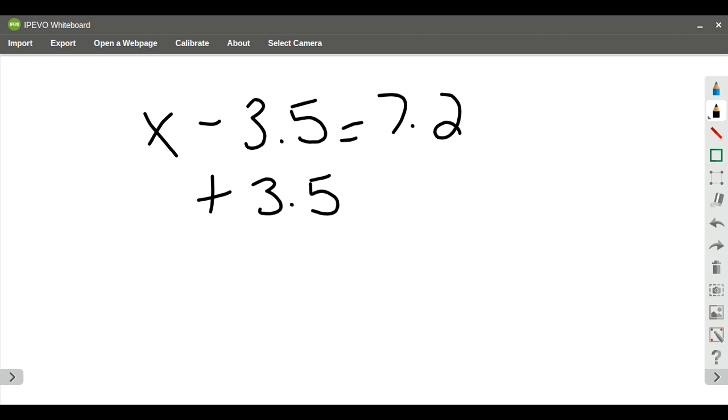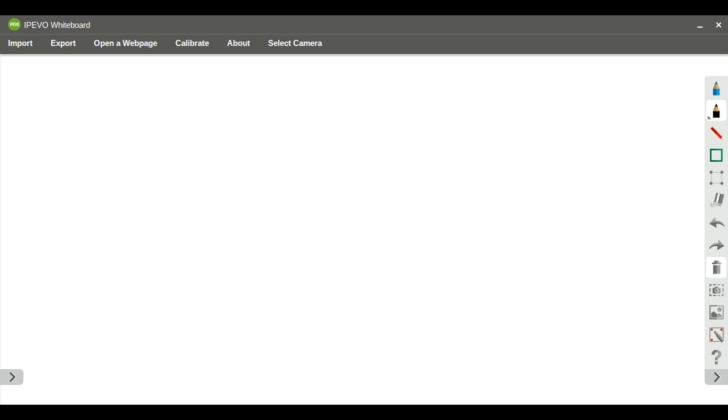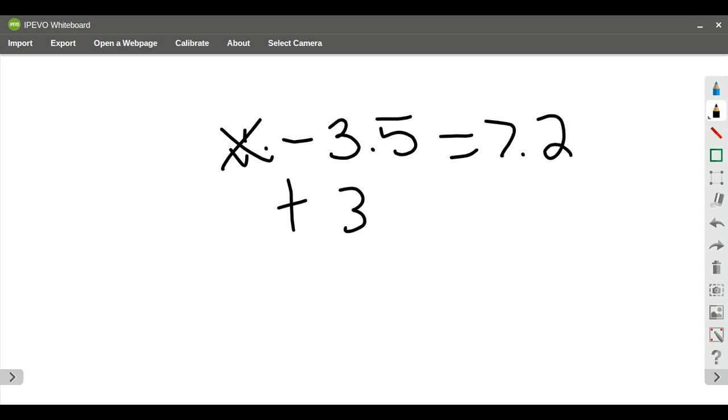Hopefully your answer matches mine. The answer is no. Johnny was not correct, because in order to solve this problem, we have to use the addition property of equality, which says whatever I do to one side, I have to do to the other. So with x subtract 3.5 equals 7 and 2, I have to add 3.5 to both sides of the equation in order for that problem to be correct. If I don't add 3.5 to both sides of the equation, I did not solve this problem correctly. So you need to make sure that you're adding 3.5 to both the left side and the right side.